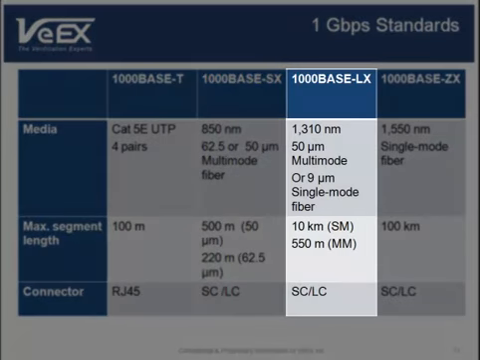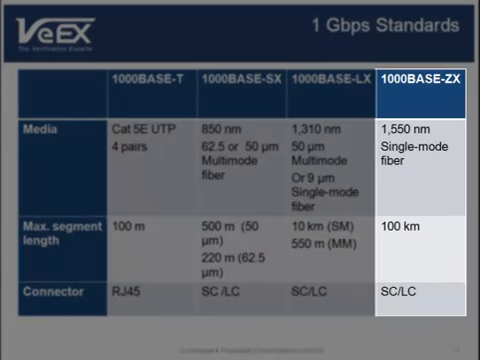1000BASE-LX uses 1310 nanometer laser on single-mode fiber. Its segment length can reach up to 10 kilometers on 9 micron fiber. 1000BASE-LX also uses SC or LC optical fiber connectors, as does 1000BASE-ZX. 1000BASE-ZX uses 1550 nanometer laser on single-mode fiber and has a maximum segment length of 100 kilometers.